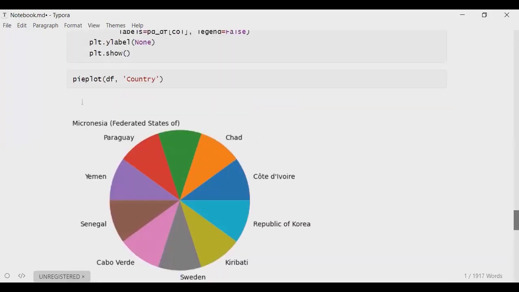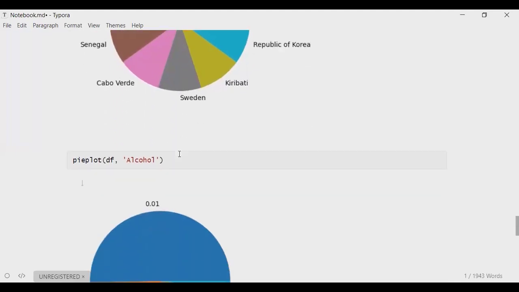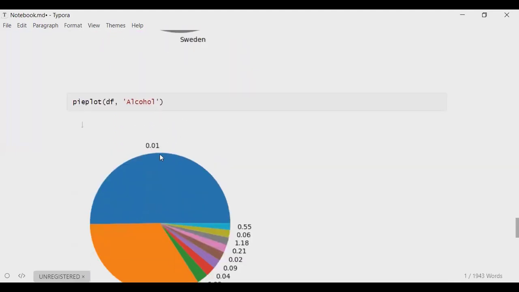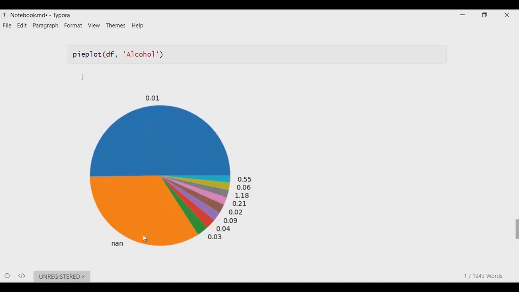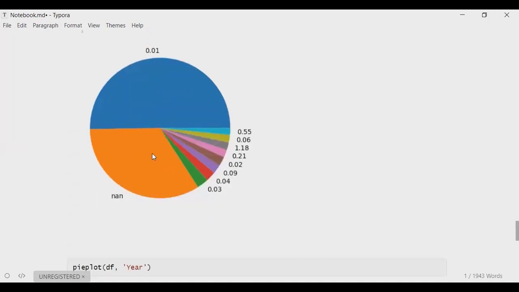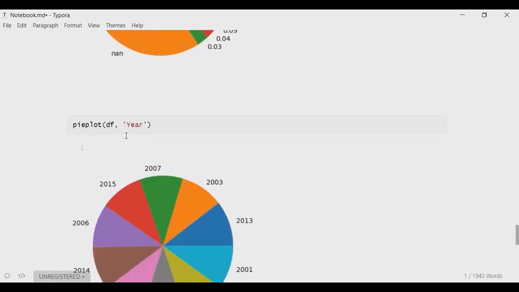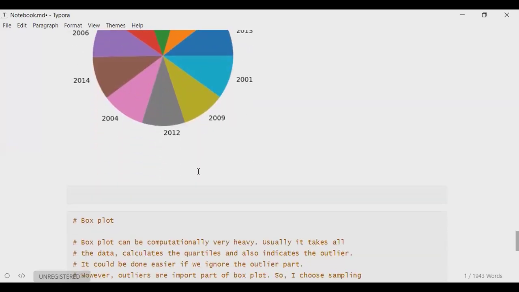Now you can see what we got here. For the pie plot we are giving the data frame, and we are giving country. Now, which country has the highest in these cases? Okay, now Republic of Korea is there, and similarly some other countries. So these countries give us information like the highest. But if you look at alcohol 0.01, obviously, compared with not a number, missing values are there. And year-wise, you can also look at it year-wise.